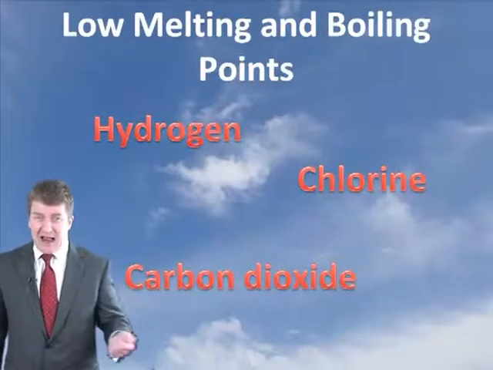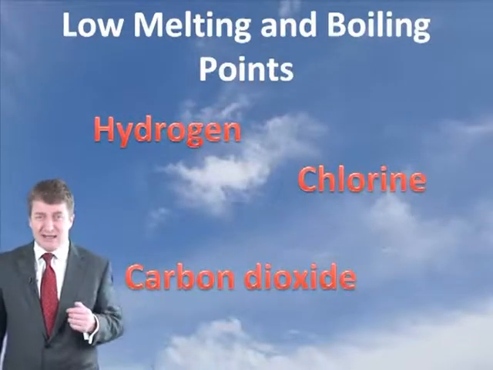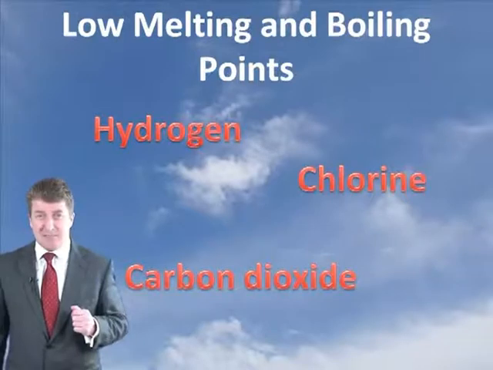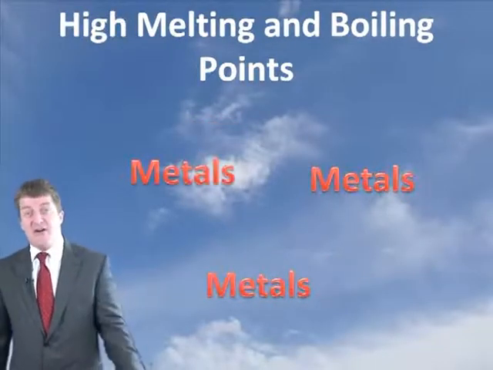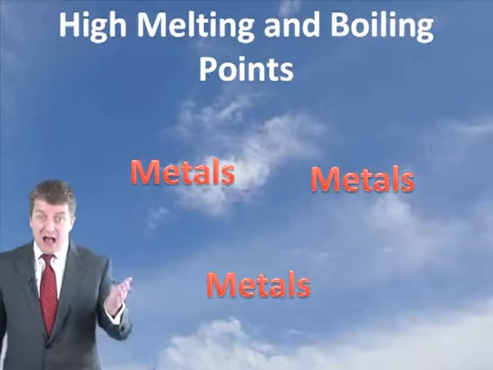What you generally find is that gases on our planet, such as hydrogen, chlorine, carbon dioxide, etc., all have very low melting points and very low boiling points, whereas metals have very high melting points and very high boiling points. Now, there's a few definitions that you need to understand when we're talking about heat.